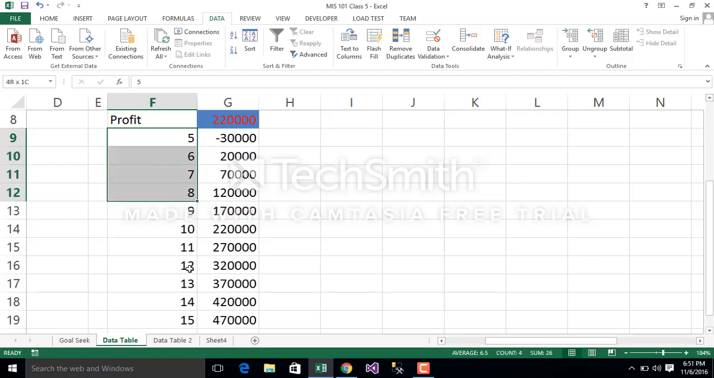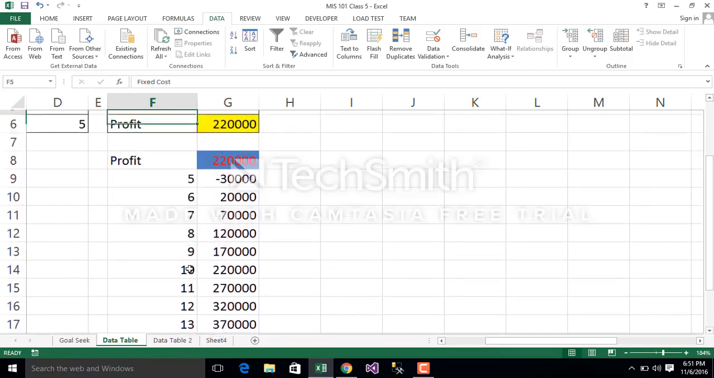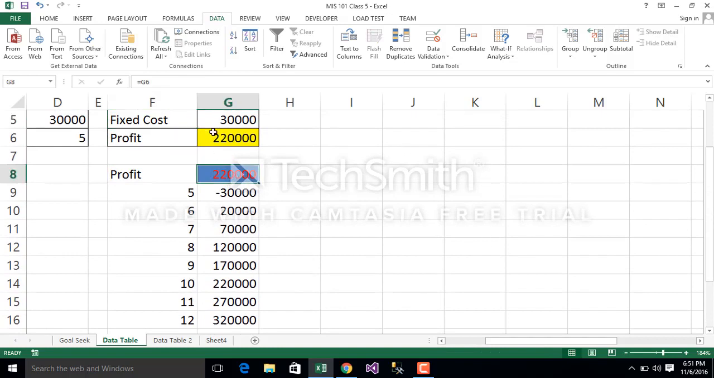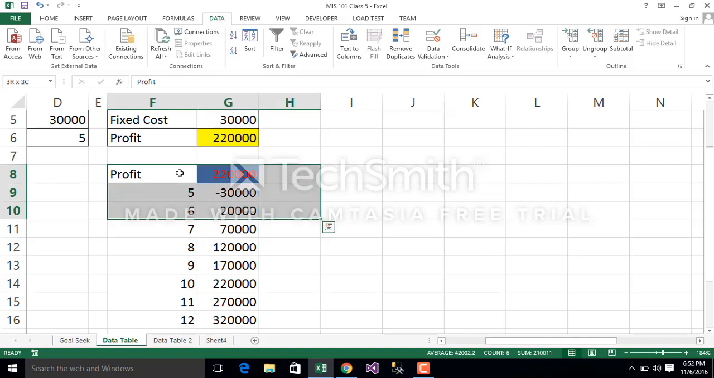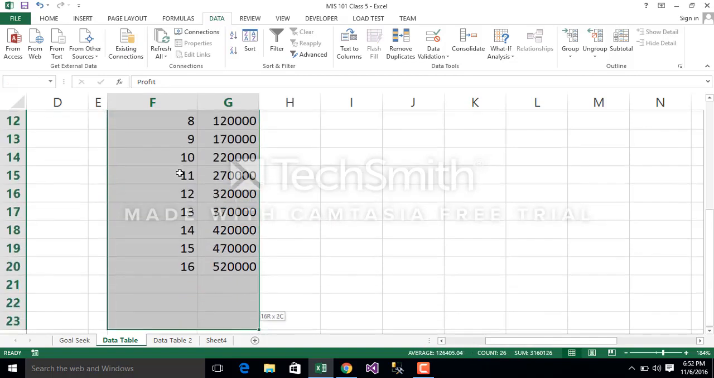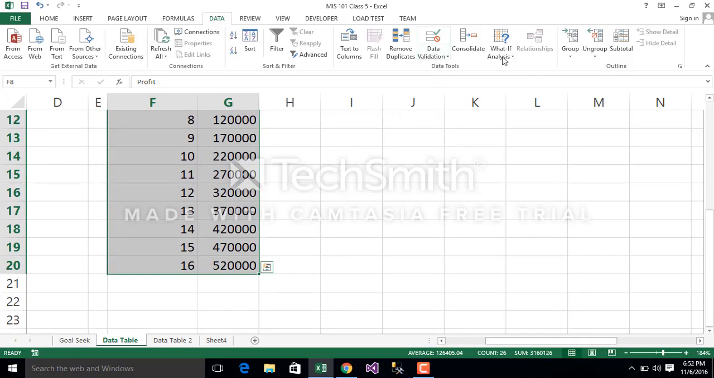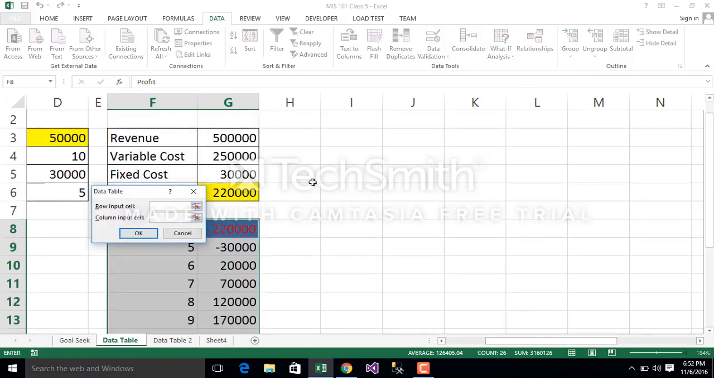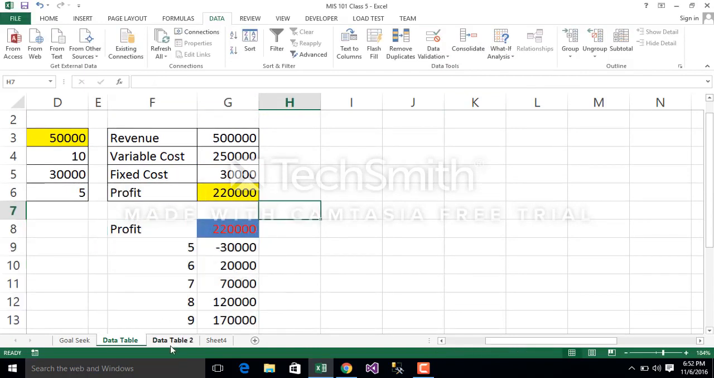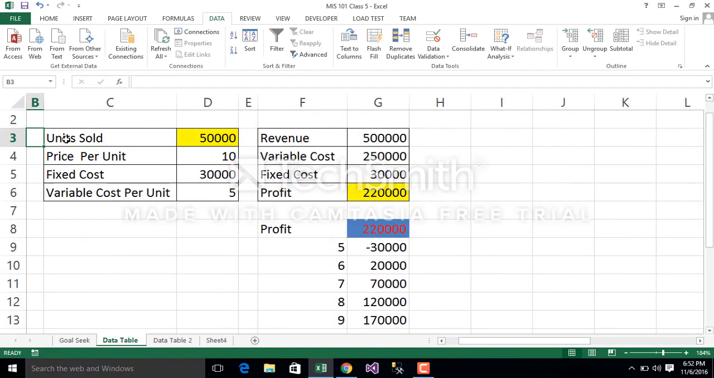In this problem, we're using the range 5 to 16. Then take the profit here. Take the profit by using equal, then copy, select, and select data tables and change your row, column input, and okay, then you will see the results. And now you will see the two-way data tables.